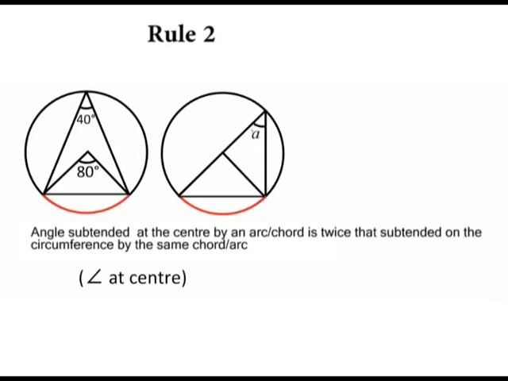The angle at the center is twice that on the circumference. So if this is 90, the angle outside will be half of that. It has to be 45 degrees.